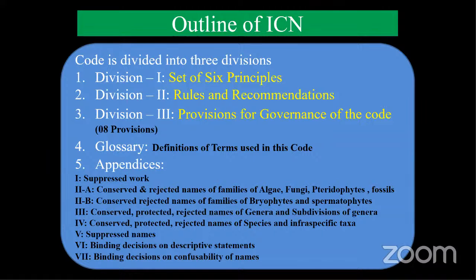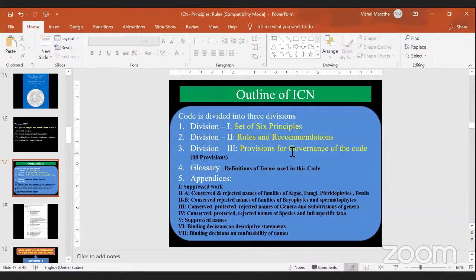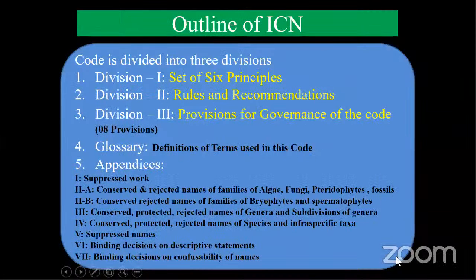Now, this ICN, International Code of Nomenclature, has an outline with certain important aspects. This code has been divided into 3 different divisions. Division first includes a set of 6 principles. Division second includes rules and recommendations, and division third includes provisions for the governance of the code. Actually, this basic structure was accepted at the Leningrad conference, and it is still in use.